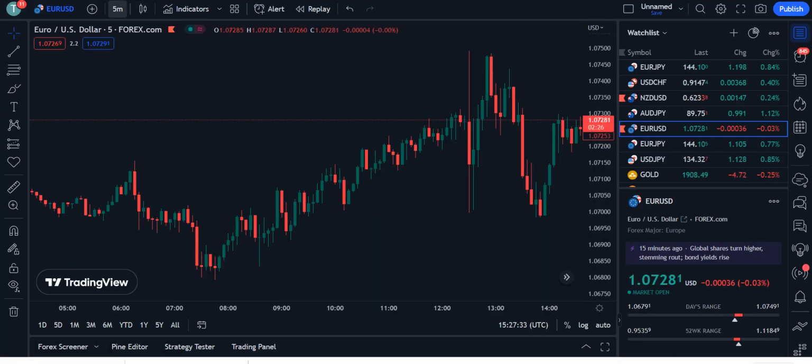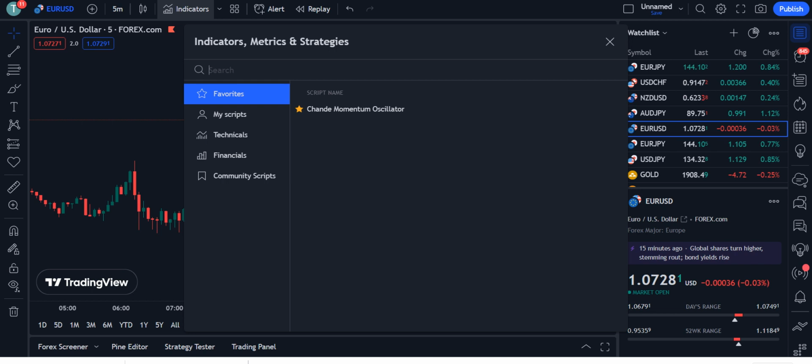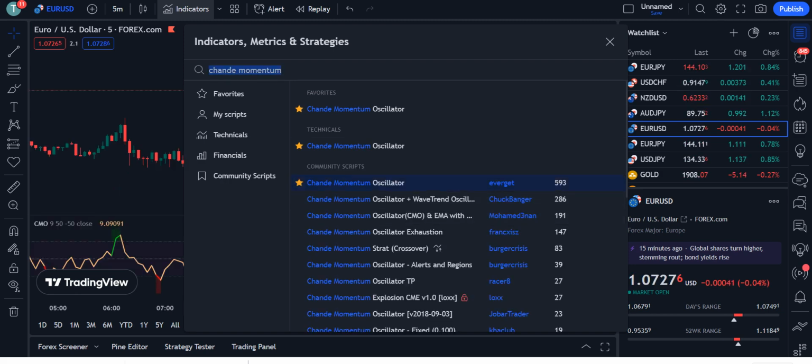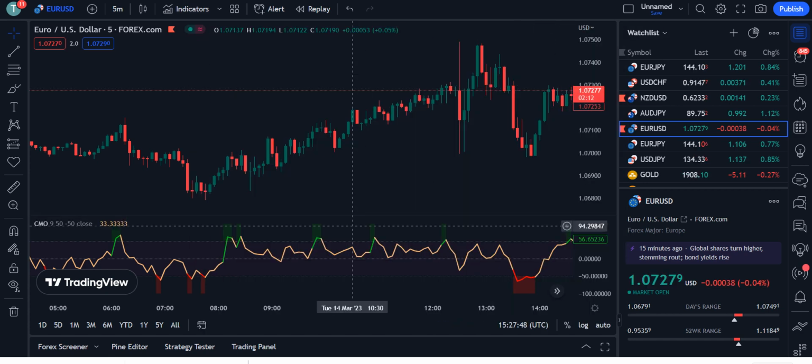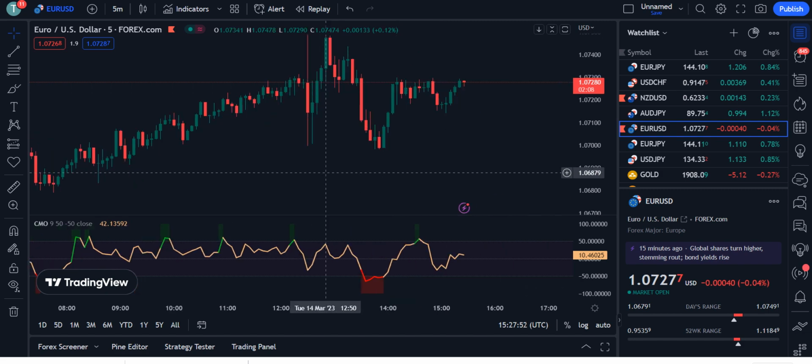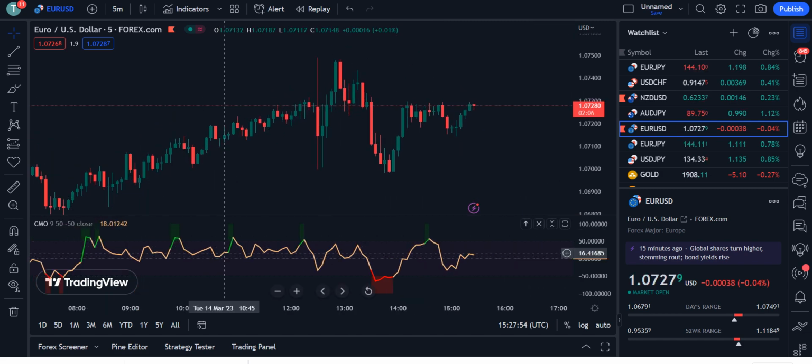I've opened the 5 minutes chart here, and from the indicator section I'm going to add an indicator, that is Shandy Momentum Oscillator by Everget. You have to simply click on it. It will be applied on your chart. As you can see, our chart is ready with this indicator, the Shandy Momentum Oscillator.